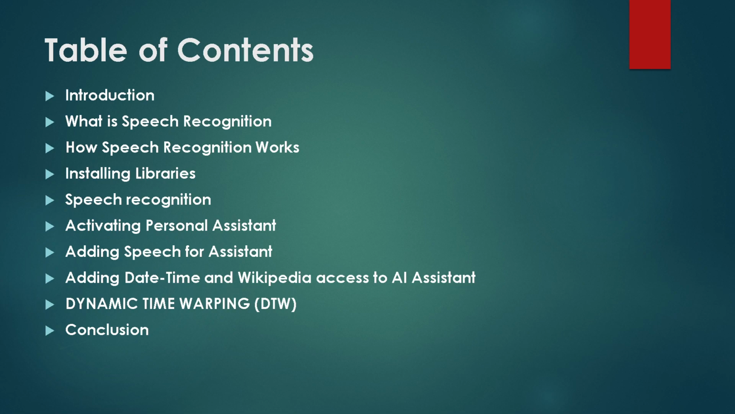Adding speech for assistance, adding date, time, and Wikipedia access to the AI assistant. Obviously these are the basic things that are needed for an assistant, like date and time. Wikipedia access, because all the information for a particular person is always available on Wikipedia. Dynamic time warping, DTW. I'll explain it in the further slides. And finally, conclusion.